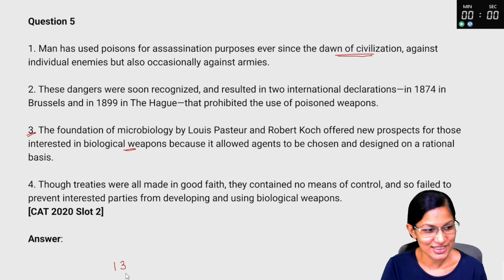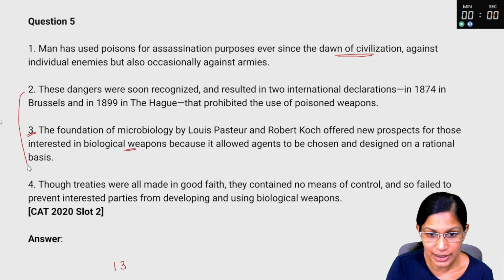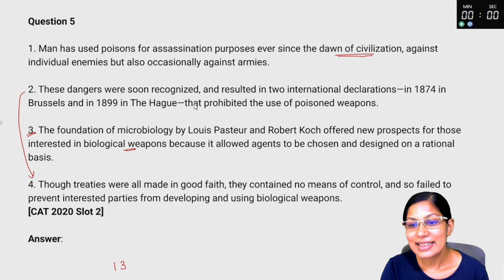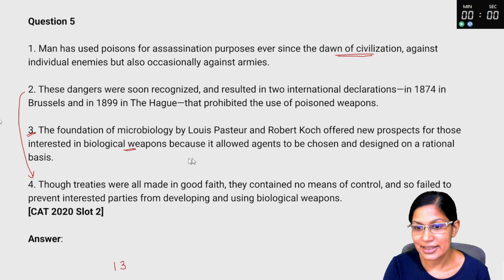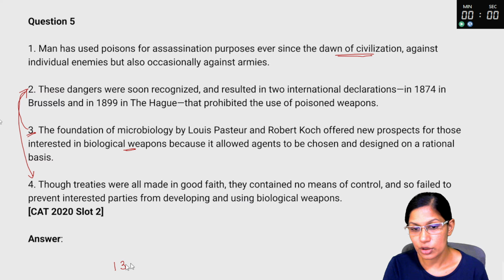So Yashasvi, good stuff, he's got it. Now you also have 2, 4 as a strong sequence, which many of you got. Why is that? These dangers were soon recognized. These dangers are nothing but these biological weapons. So this is also clear. But more than 3, 2, you can see that 2, 4 is a very strong connection. Why? Because there are these two declarations, and then we are saying that these treaties were made in good faith, but there's not so much that they could do.